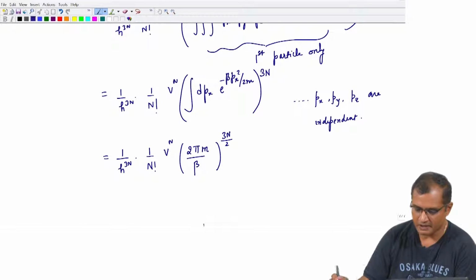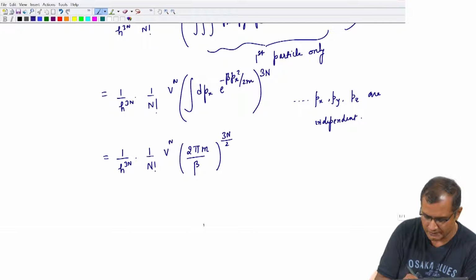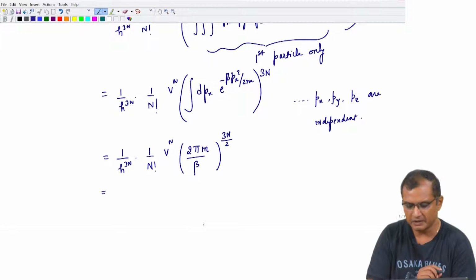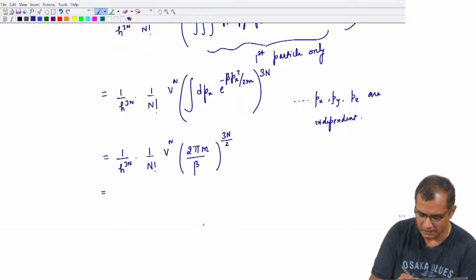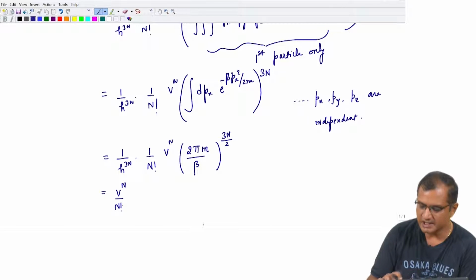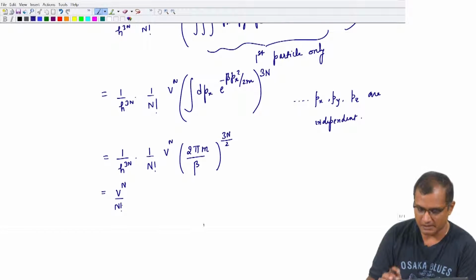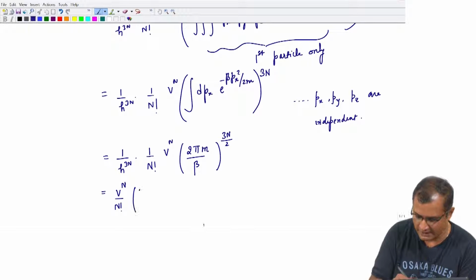Okay. So, this is the canonical partition function, and let us just simplify it a little bit. So, what I can do is write down this V raised to n upon n factorial and take the h inside this parenthesis. So, I can write this as 2 pi m upon beta h square raised to 3n by 2.